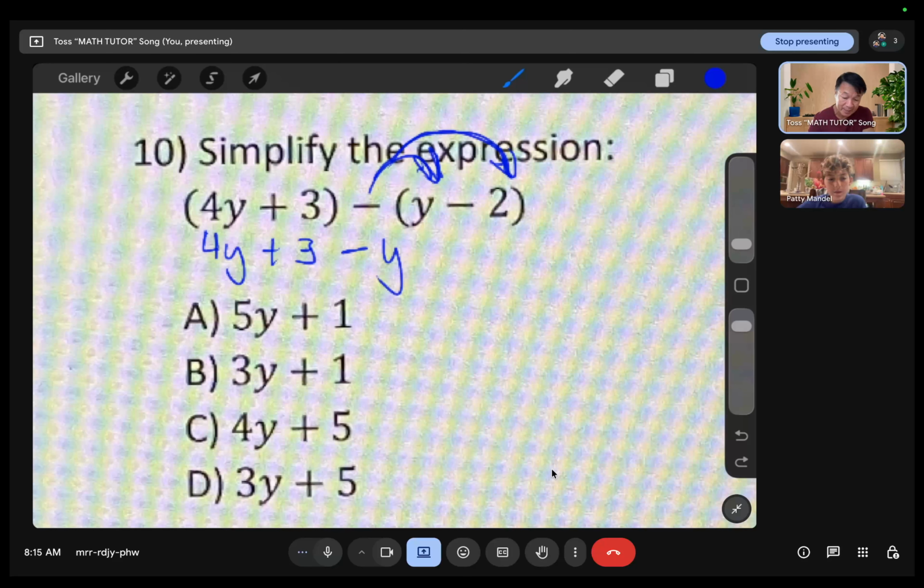Okay, anyway, you distribute the negative, but what is it? A negative 1. It's a negative 1 being distributed.